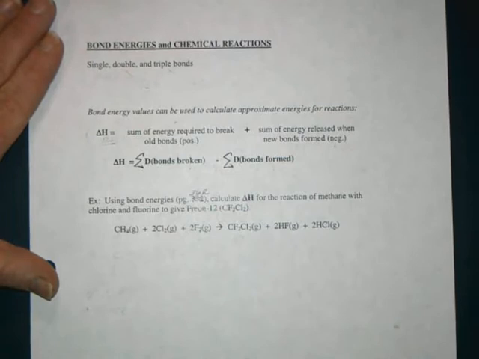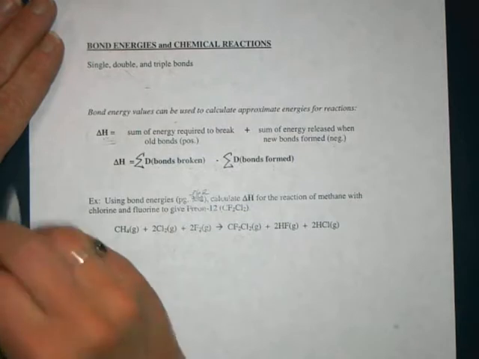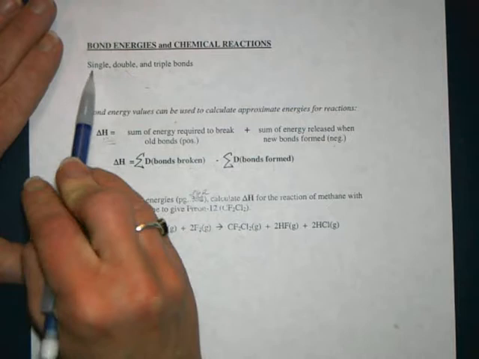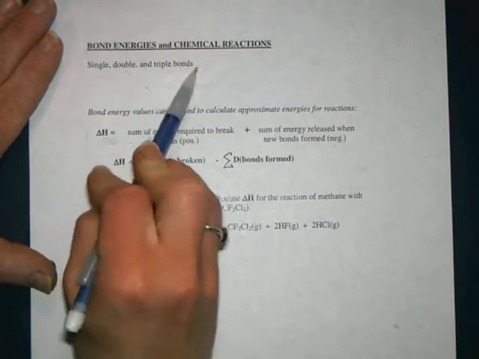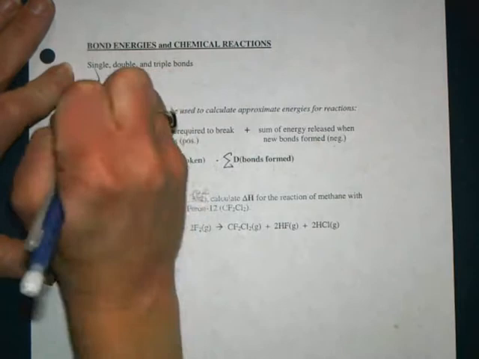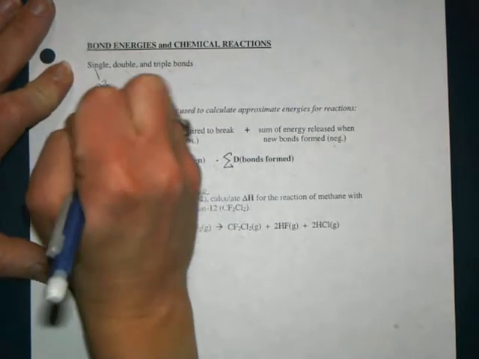This is the lesson from Chapter 8 on bond energies. We will become very familiar with covalent bonding when we do Lewis dot structures. But as a reminder, when electrons are being shared, what can be formed are either single, double, or triple bonds. A single bond is the sharing of one pair of electrons, or two electrons.